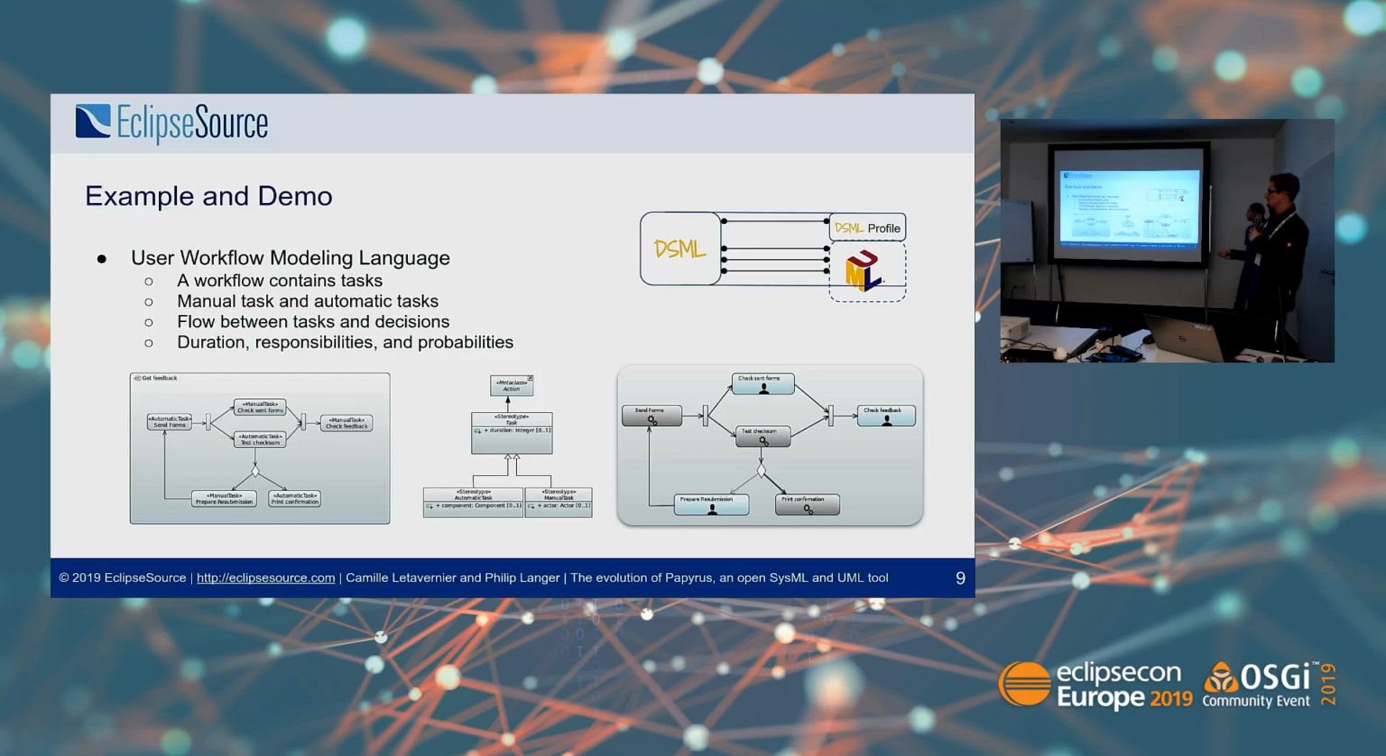As you can see already, this might be looking very close to an activity diagram, but of course an activity diagram doesn't address all the requirements that you have. It doesn't know about manual tasks, about probabilities, responsibilities, or something like that, and that's exactly what we would add. I will just show you very quickly in the Papyrus workbench how you can create that. So let me switch to the demo.